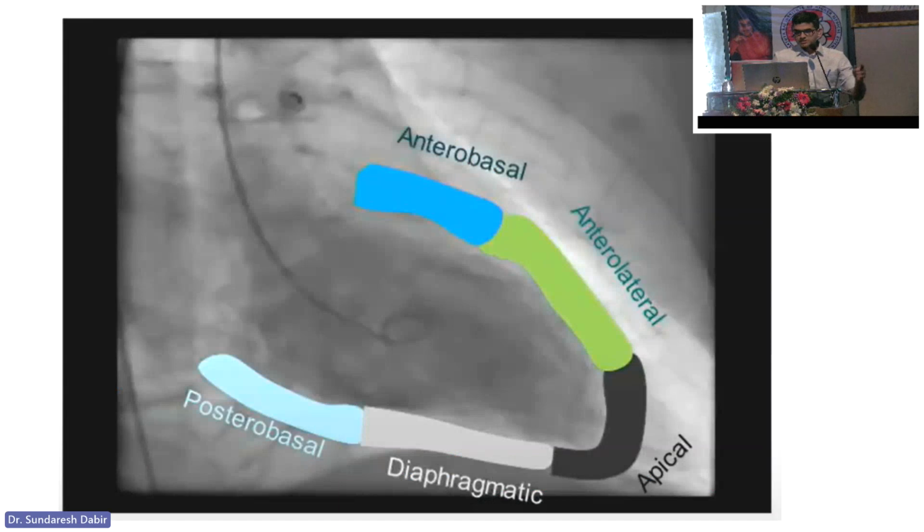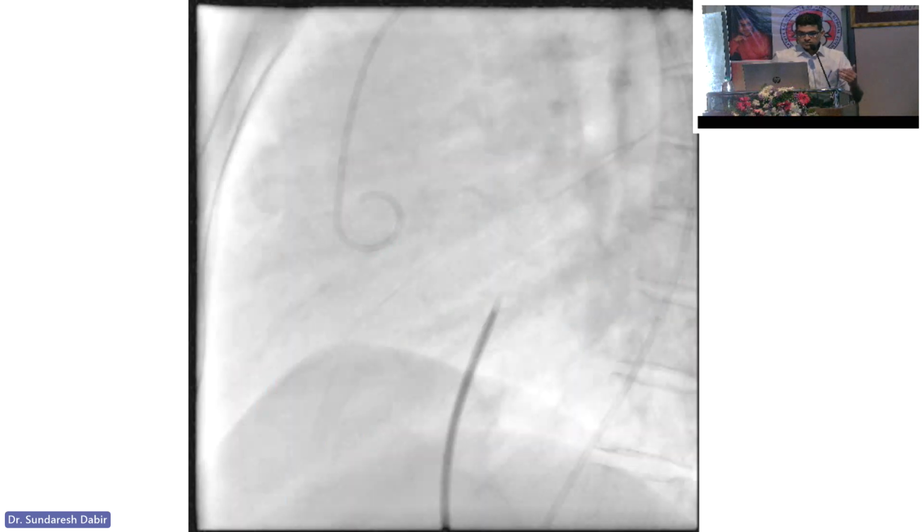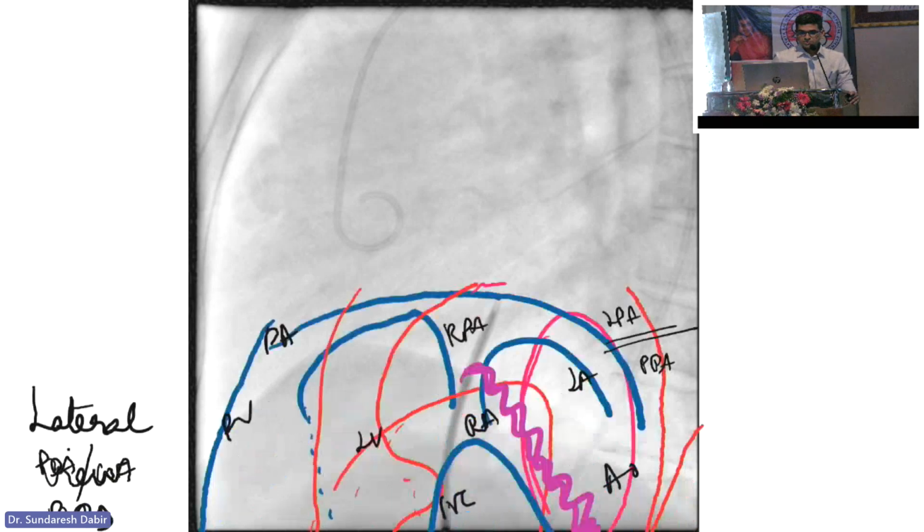So here, this top part is the LAD territory, and the basal part comes from the RCA territory. Okay, so this view is the lateral view. The lateral view is also very important. So again, a rough fluoroscopic anatomy of the lateral view is this.